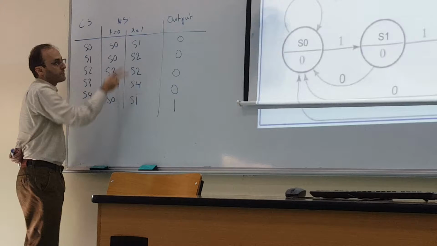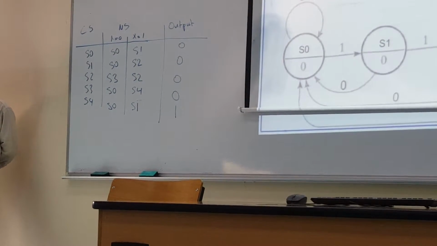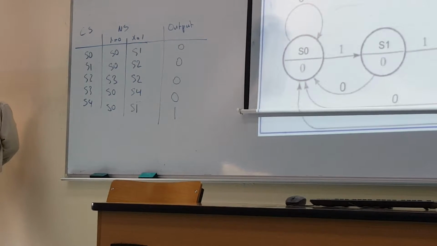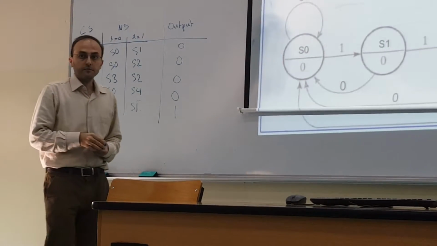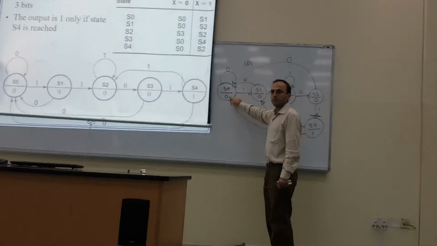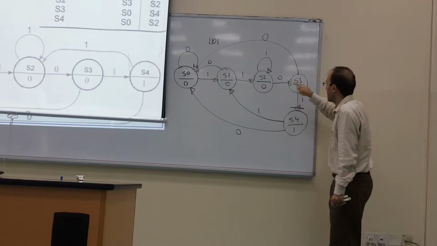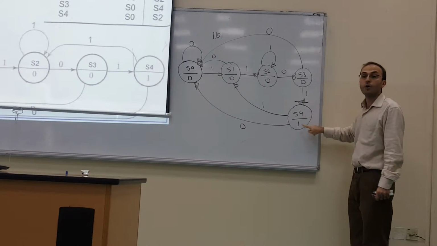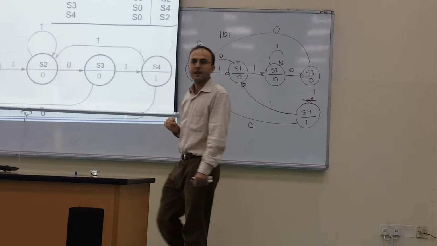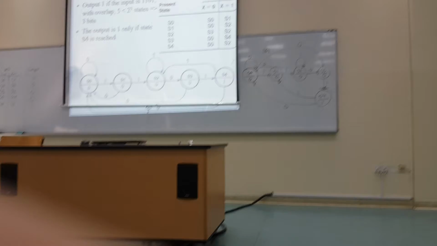Although these are the same, this one is different. So no, I don't have redundancy. Remember, redundancy has to have similar output as well. Okay? Are we good on the output? If I am in S0, what's the output? Zero. S1, zero. S2, zero. S3, zero. S4, one. It has nothing to do with the transitions on the x's. I am looking at the states. Okay? Perfect.